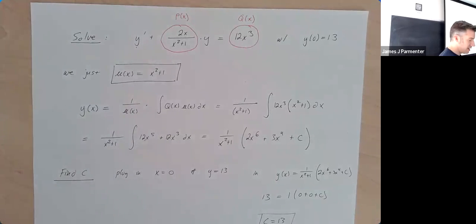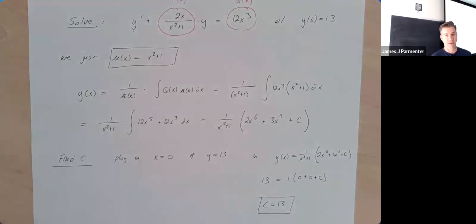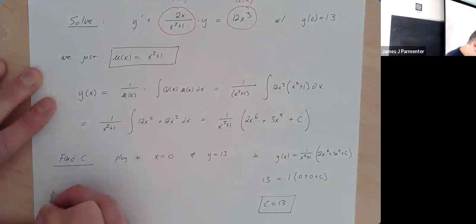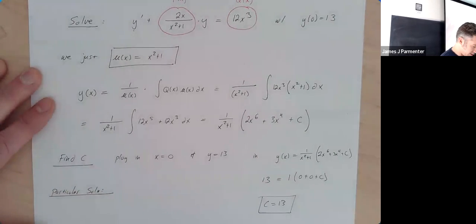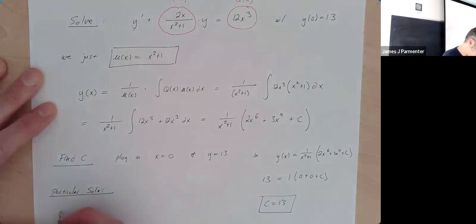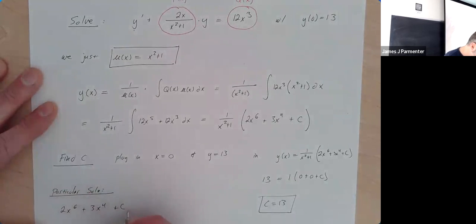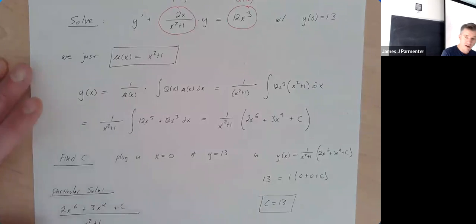I will say this every time. You can't stop there if they're asking you to find the solution. We then have to go back and be like, okay, so our particular solution, or just our solution they're asking us for, is the same y of x, but now with the c value plugged in. So if I was writing this, I'd probably write it as a fraction. I'd probably write it as 2x to the 6th plus 3x to the 4th plus c, all divided by x squared plus 1. And be careful.